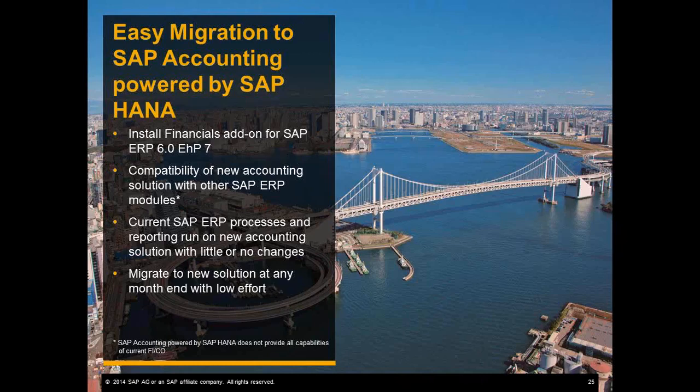You have to upgrade to EHP 7, so that's no different than what you have today. And then you would install the Financials add-on. Now there's a couple of add-ons. There's one for accounting, one for cash management, one for integrated business planning. The one that we have available right now is called SAP Accounting Powered by HANA. So in addition to EHP 7, you would implement the SAP Accounting Powered by HANA, which brings many of these architectural changes that we just reviewed with it.